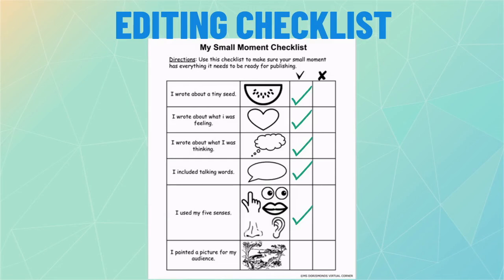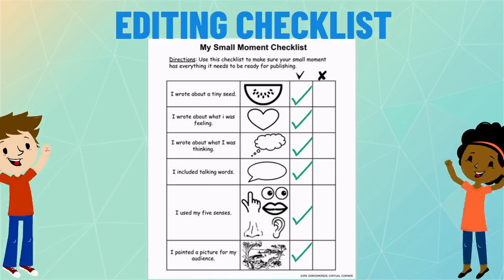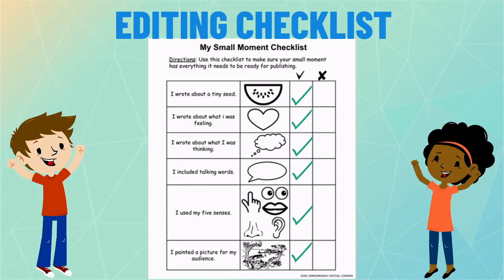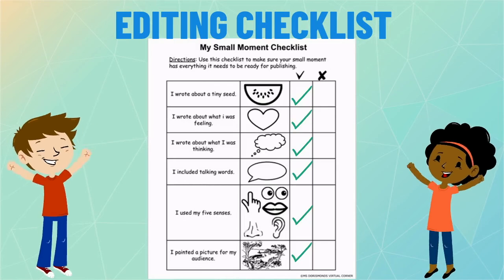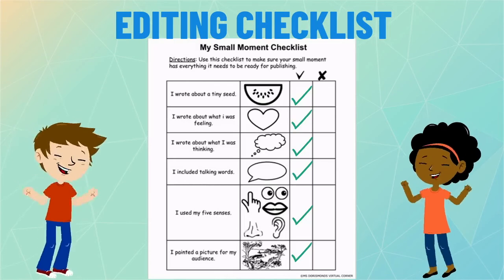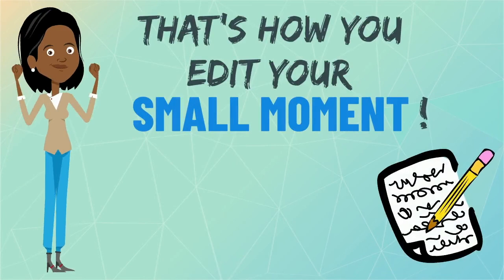Did I paint a picture for my audience? Yes, I used details, elaboration, and craft moves to paint a picture in my reader's mind. All right, it looks like I have everything I need for my small moment. Now I am ready to publish my story. So that's how you edit your small moment.